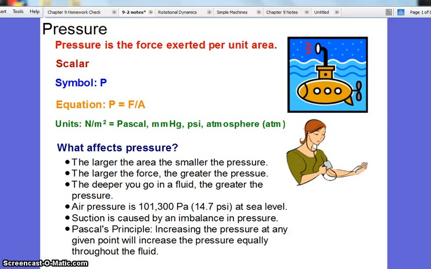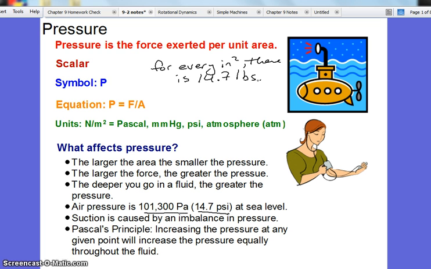Now, how much pressure does the air exert? The air exerts 101,300 pascals, or 14.7 psi, pounds per square inch of pressure when we're at sea level. So why are we not crushed by all that pressure? Think about it. For every square inch of your body, there is 14.7 pounds of air pressing on you.